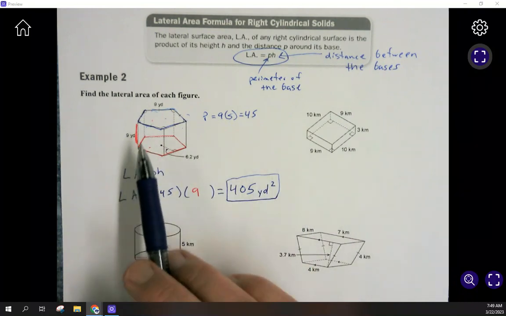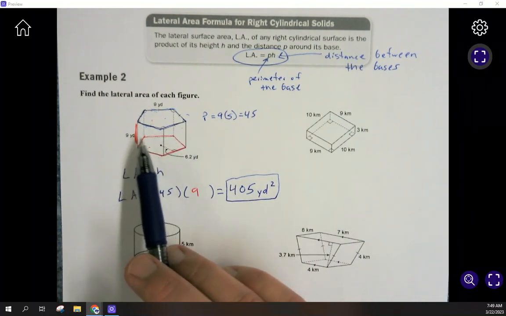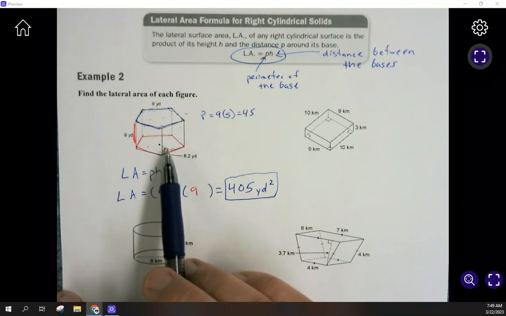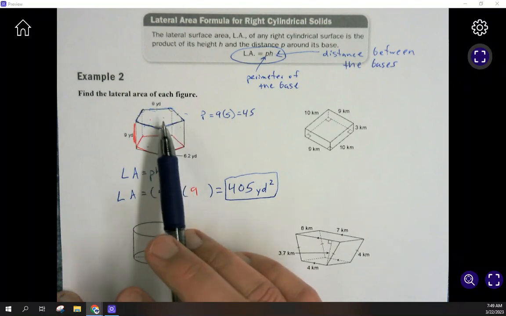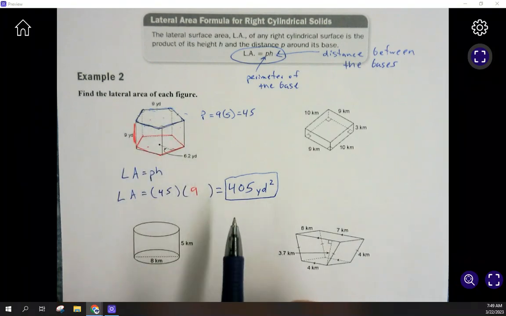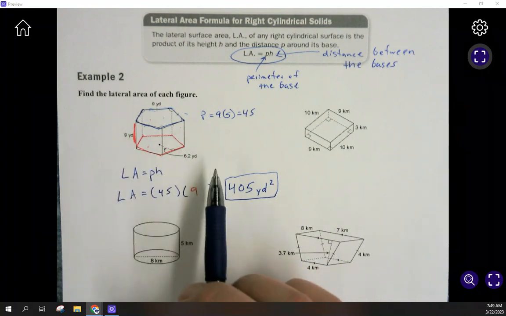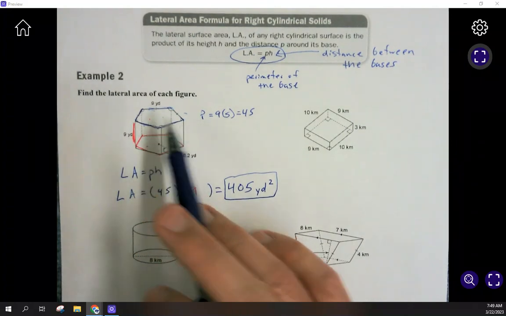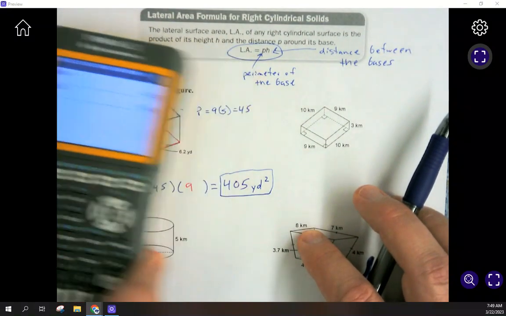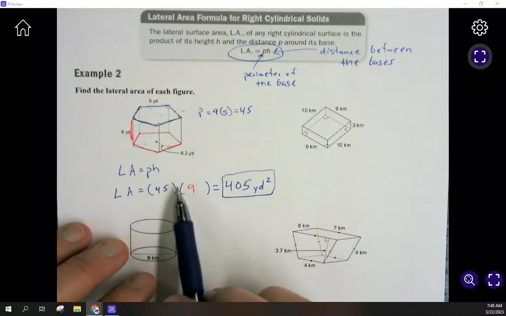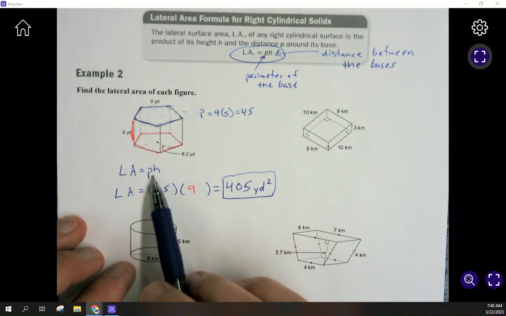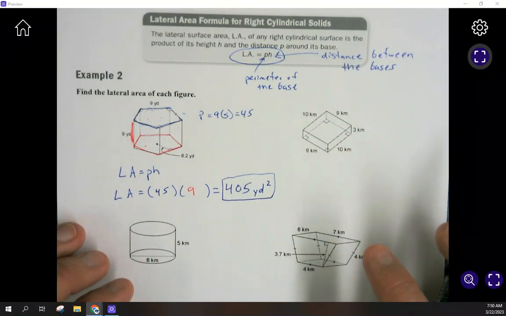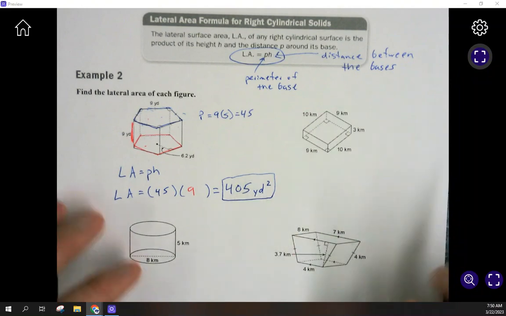Sometimes the lateral area can be confusing. Of course, you could go one at a time here and figure this out. This face right here is 9 by 9. This face here is also 9 by 9. In this case, they're all going to be 9 by 9, and there's going to be 5 of those. 9 by 9 would be 81. So each one of these is 81, and then if there's 5 of them, I times it by 5, and it's also 405. That would be a different strategy, but this formula will get you there without having to go one at a time and then add them up. But you could technically go one face at a time and then put them all together.